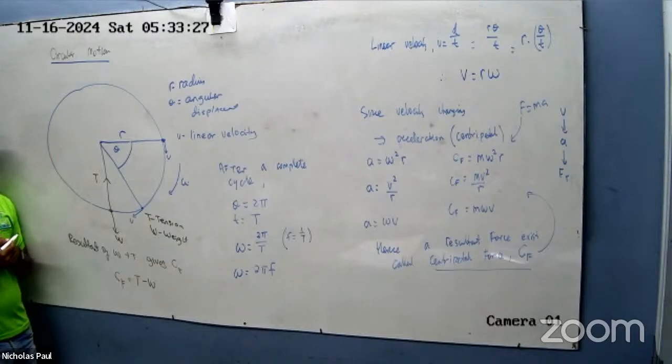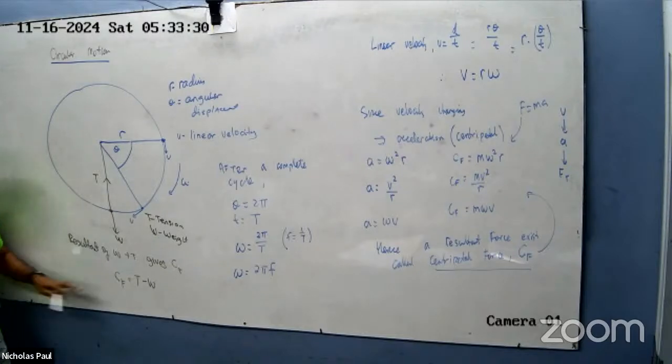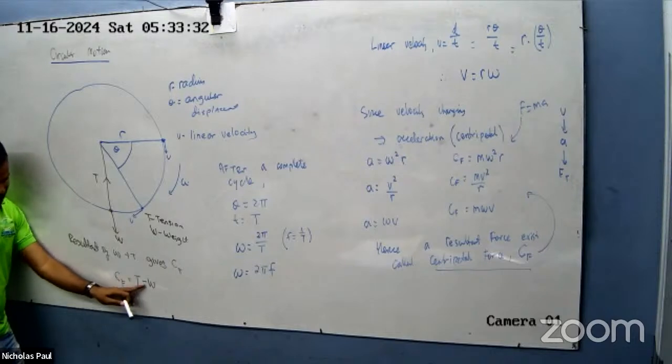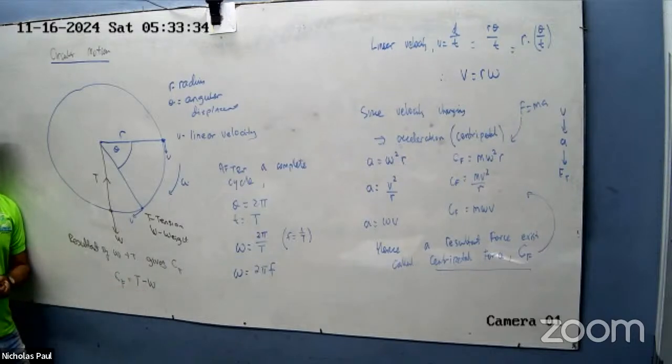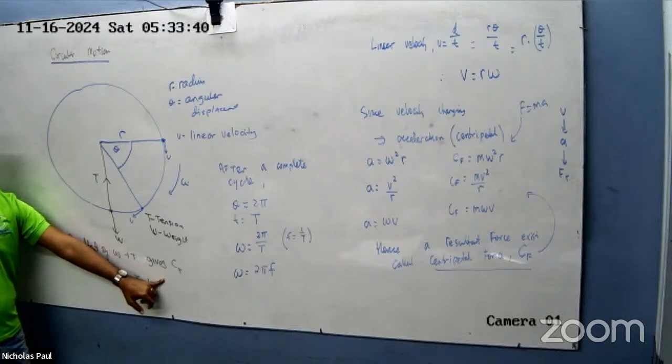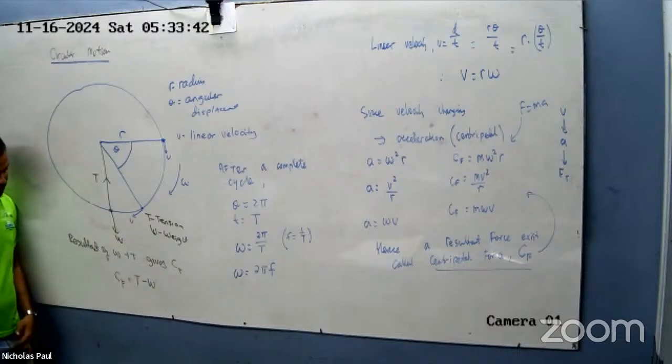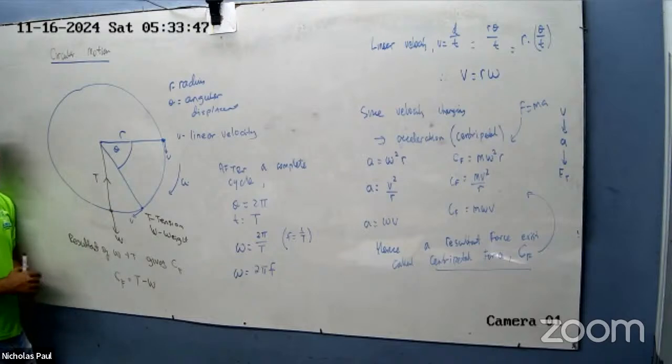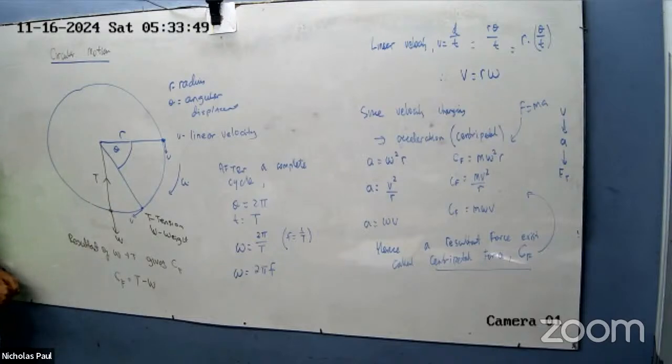Are you okay with that? So therefore, centripetal force is the resultant of tension minus weight. Okay? Always remember that. The resultant of the weight and tension gives centripetal force. Well, not weight all the time, but the resultant of the forces. Write that first, then I'll give you just one little thing to write.